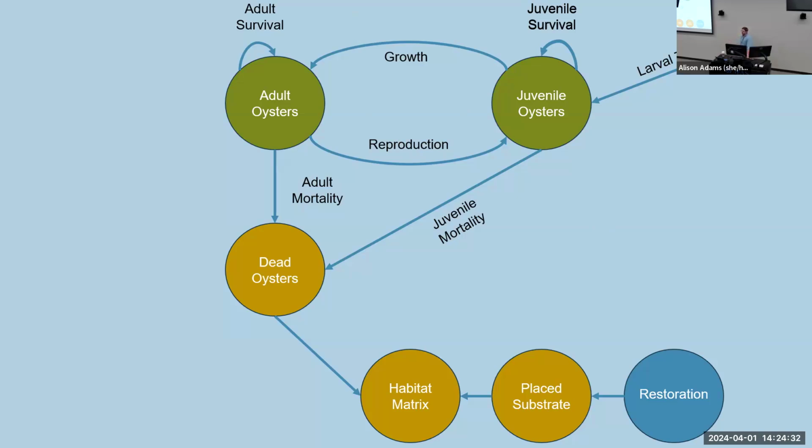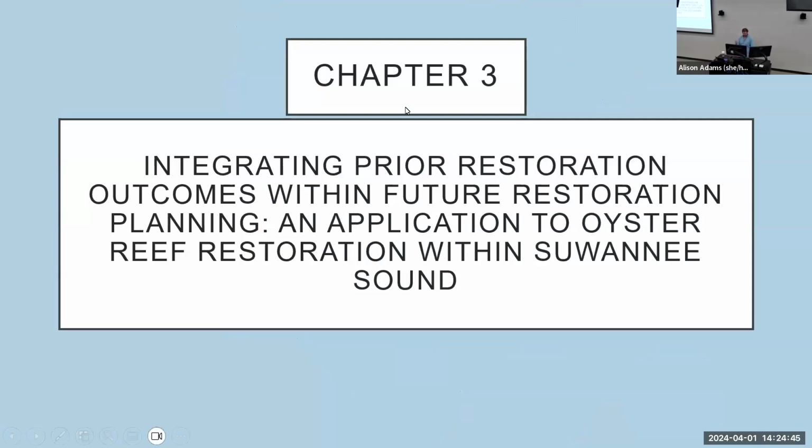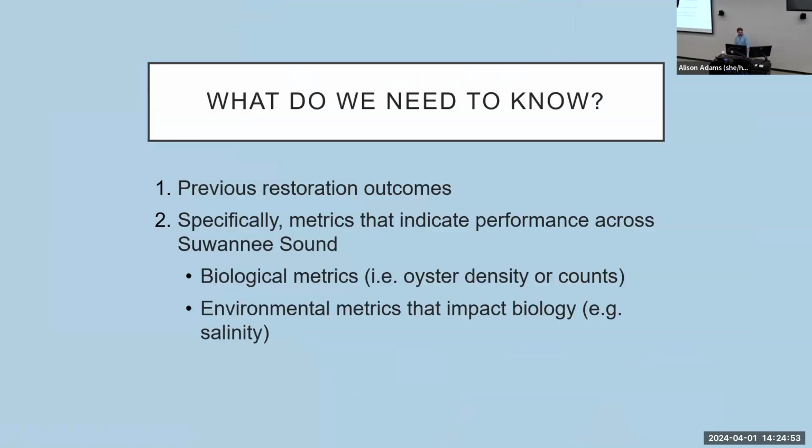And so the idea was, can we expand the overall modeling process to look at actual field observations of these different processes without, once again, modeling them individually? That's how we get into the third chapter. The idea behind this one is integrating prior restoration outcomes within future restoration planning. And so to do this, what would we need to know? Well, first, we need to know our previous restoration outcomes. We need to know how restored oyster reefs within the area performed following restoration activities.